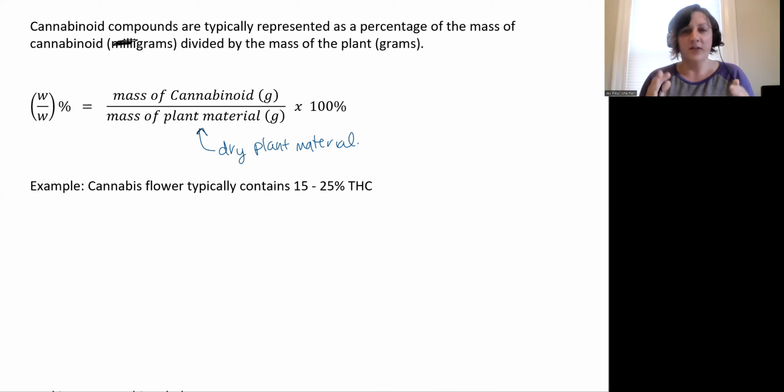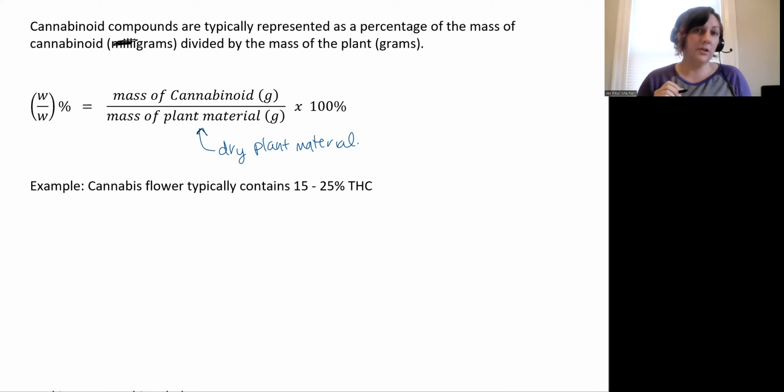And so there's a little bit of a disjoint there in that we think in milligrams for THC, but our percentages are really being represented as a ratio of grams. And so it's easy to get confused about what that percentage can actually mean. So we're going to break it down here in an example.